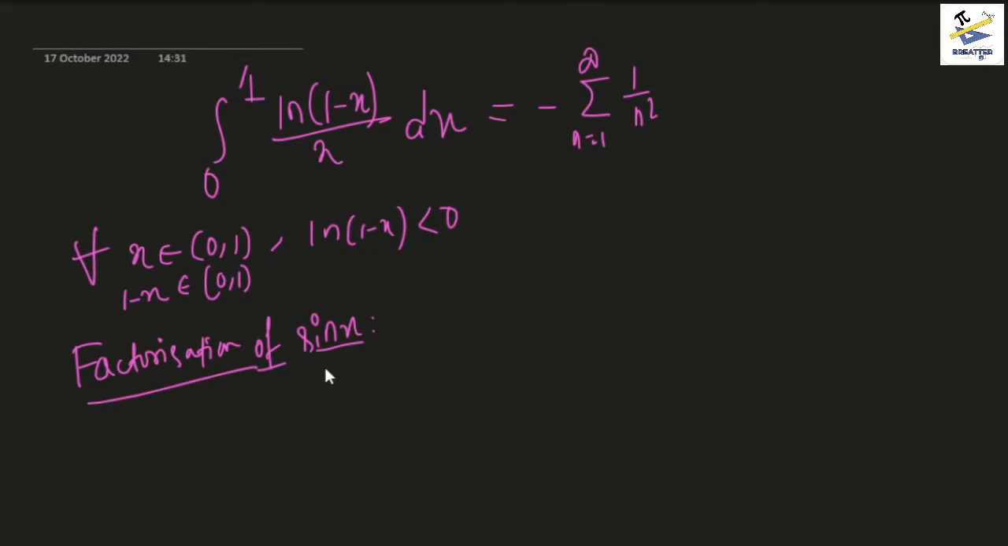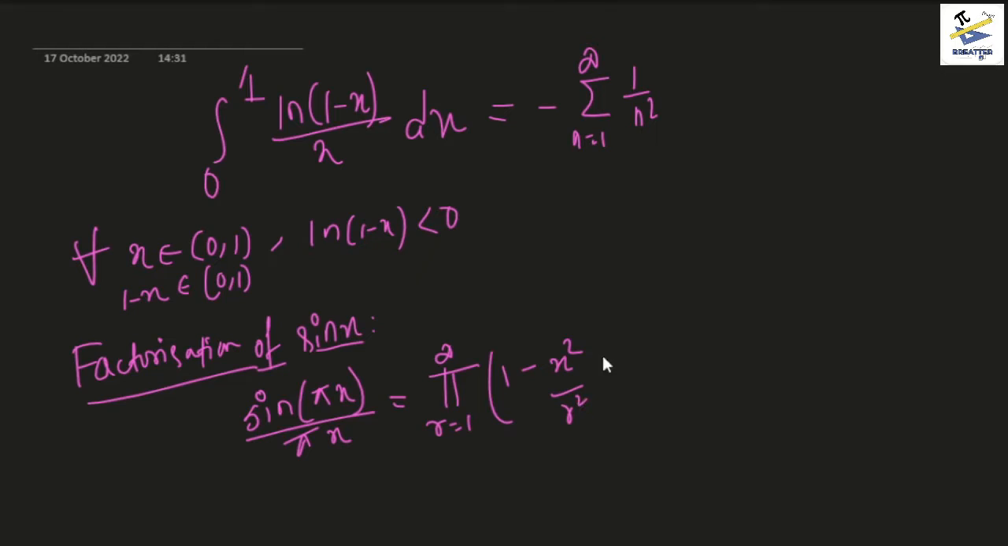So what is the factorization of sin x? Long ago what Euler did was find out that the factorization was sin of pi x by pi x equals the infinite product, r equals 1 to infinity, of 1 minus x square by r square. So this basically was his idea of making the infinite product for sin of x.